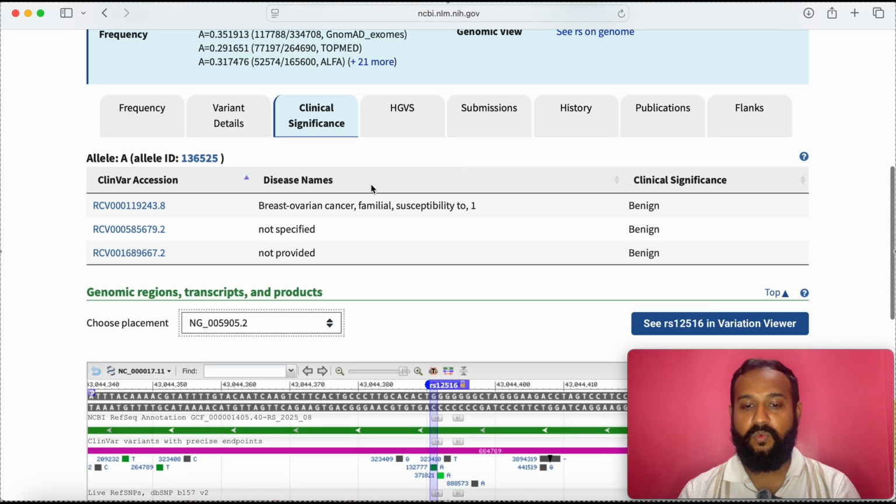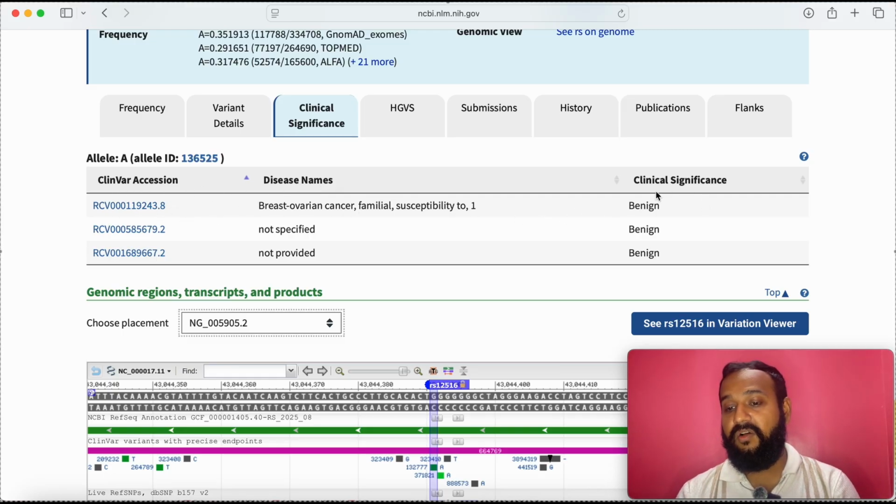You can also see the different types of diseases it is involved in, basically clinical significance. It is taken mostly from ClinVar, so I will also demonstrate ClinVar in this particular video. Here you can see the ClinVar accession ID and what kind of clinical significance it has. So it is basically benign. This particular variant is most probably not causing a very harmful disorder. Like breast and ovarian cancer it can cause, but at a benign stage.